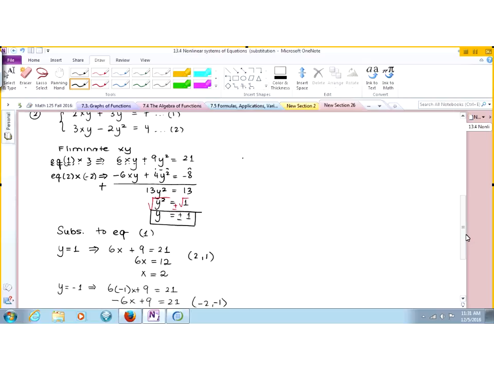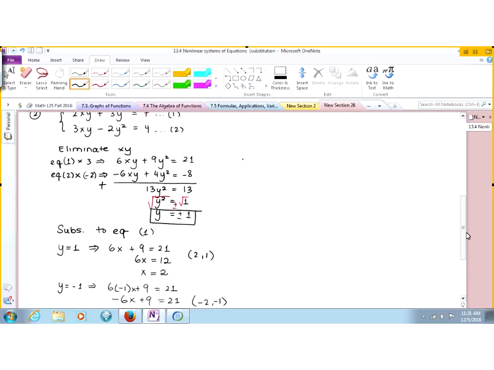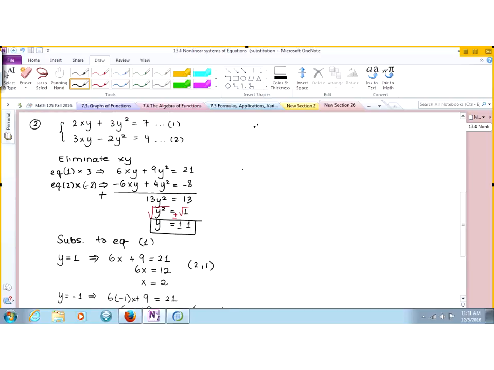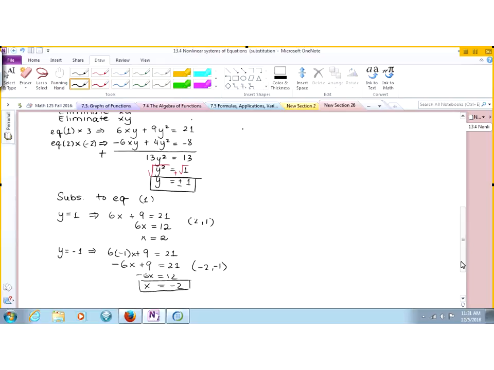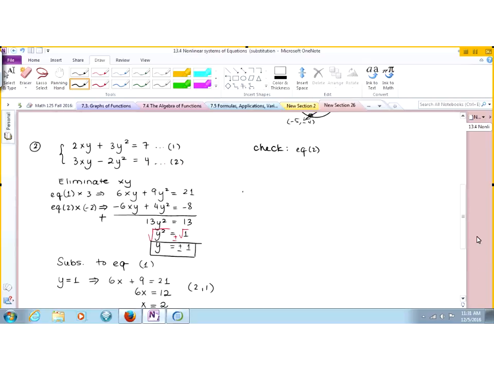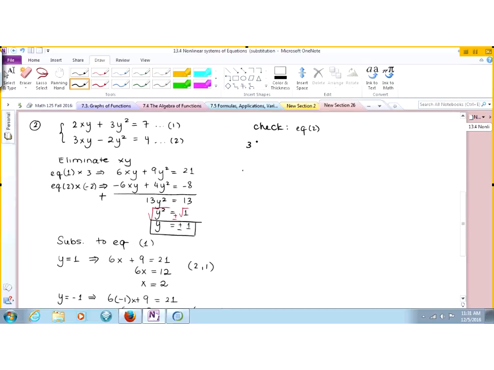All right. I wonder why I just didn't do it up there. Okay. -2, -1. What do I do now? We check. Which one do you check? Equation 2. Why? When you solve for y, it's equation 1. So you could just check it in your head, right? Or you could write it.